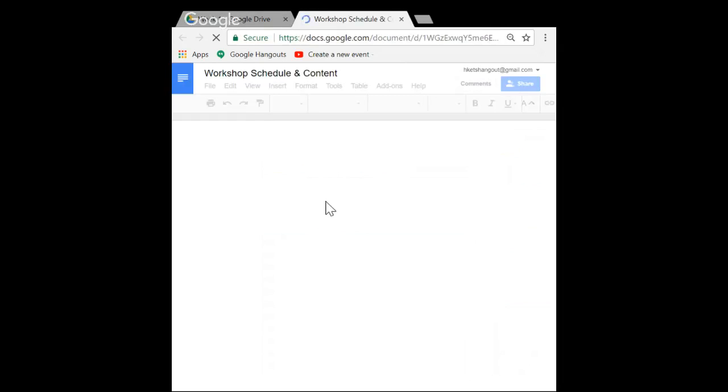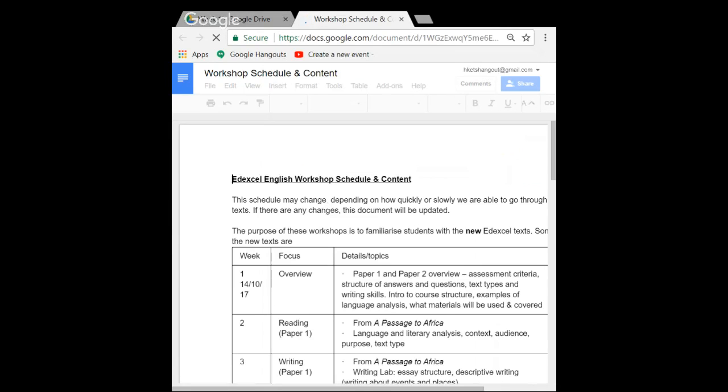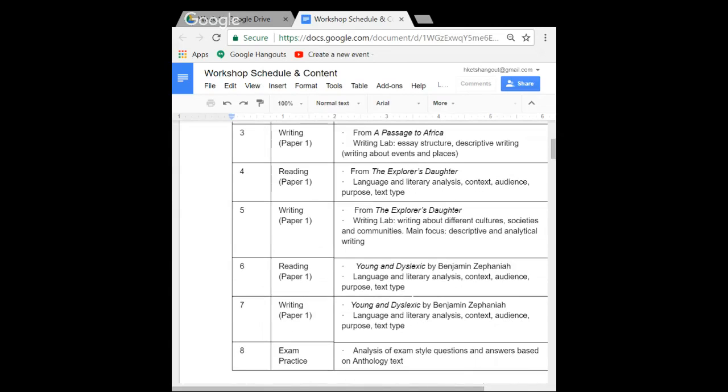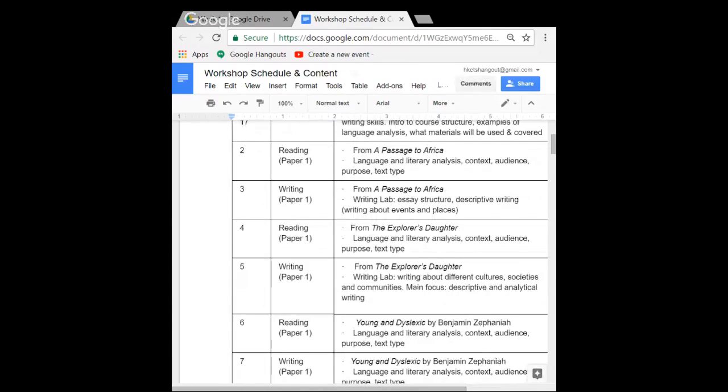If you click on workshop schedule, you'll see that I have decided on some of the passages, but those passages can change when we study. I know all of you will want to match whatever you're doing at school, so that's exactly what we'll do. I wrote down Passage to Africa, but later I'll change it and we'll start with Explorer's Daughter.